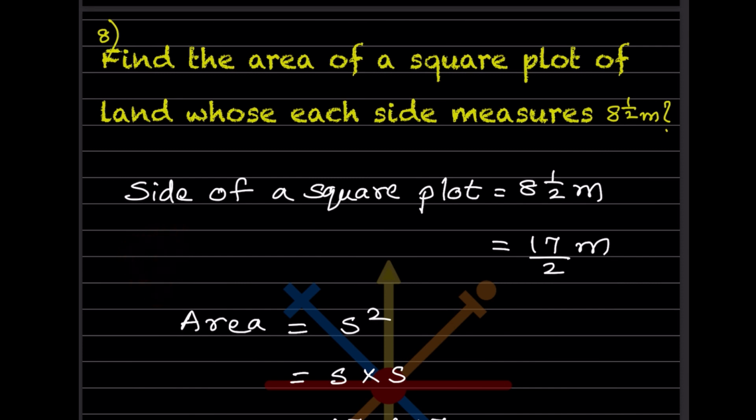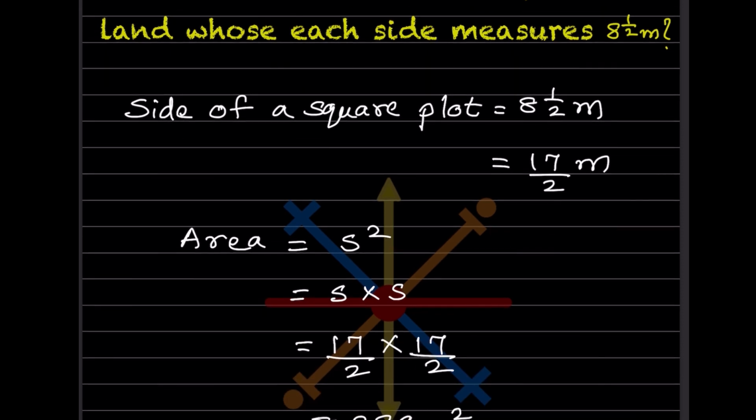So now one of the sides is given as 8 1/2 meter. So we can write the side of a square plot is 8 1/2 meter. So this we are going to write as 16 plus 1, 17/2 meter. So now you know the area of a square is equal to side square. Side square means s into s, 2 times. So we already have this as 17/2. So 17/2 into 17/2.